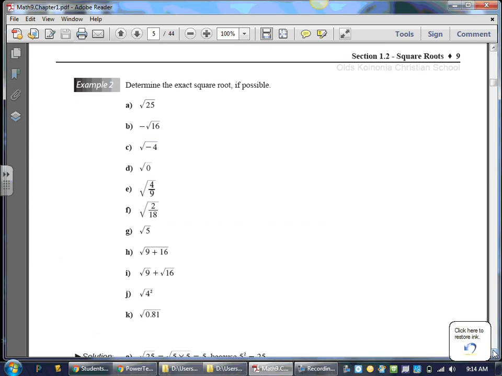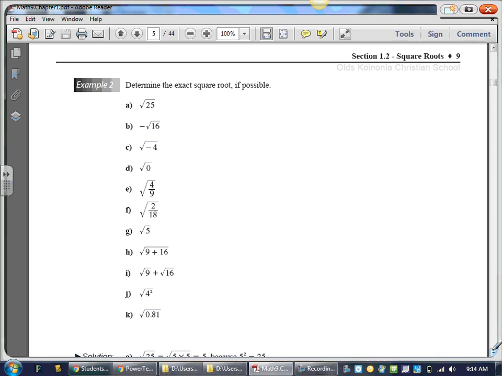Okay, so in example 2, it says determine the exact square root if possible. I know that you have answers and solutions down below. I kind of would like you to forget that you have those and just write along here what they are. What's the square root of 25? What is the negative square root of 16? Say it louder, Brooke. Negative 4. So this negative here, you just write it down. It's a negative sign. And then you say, what is the square root of 16? And we get 4. Very important.